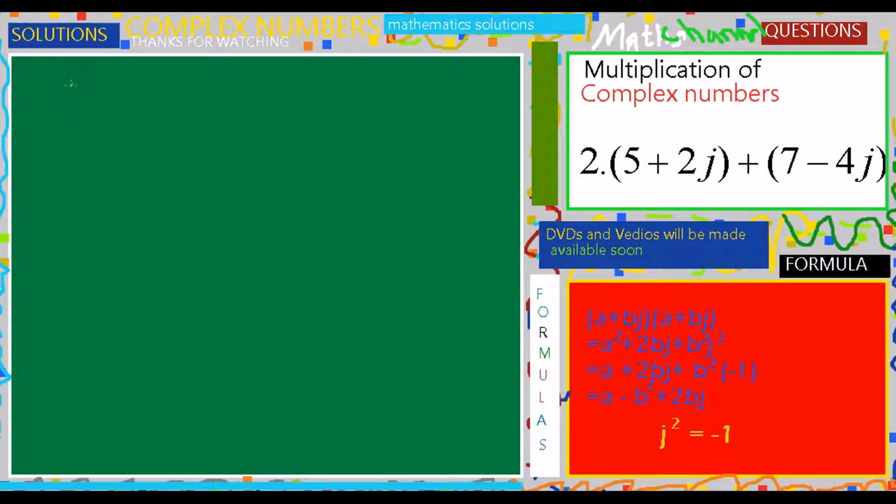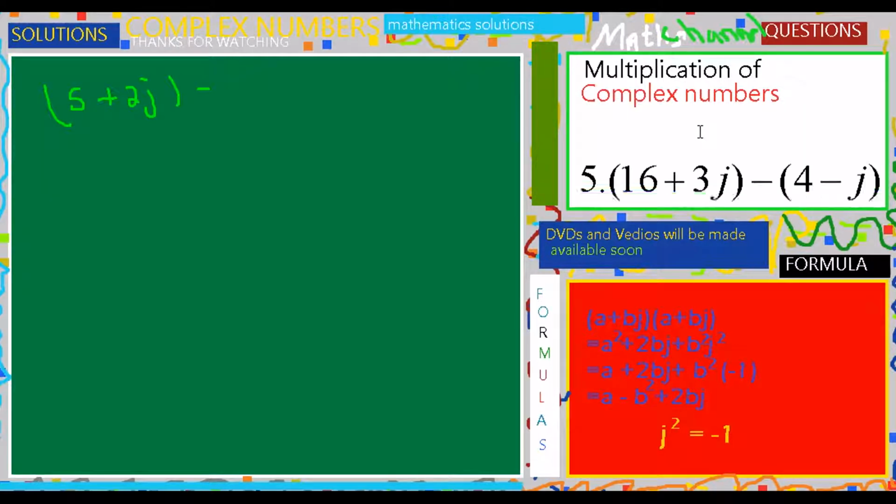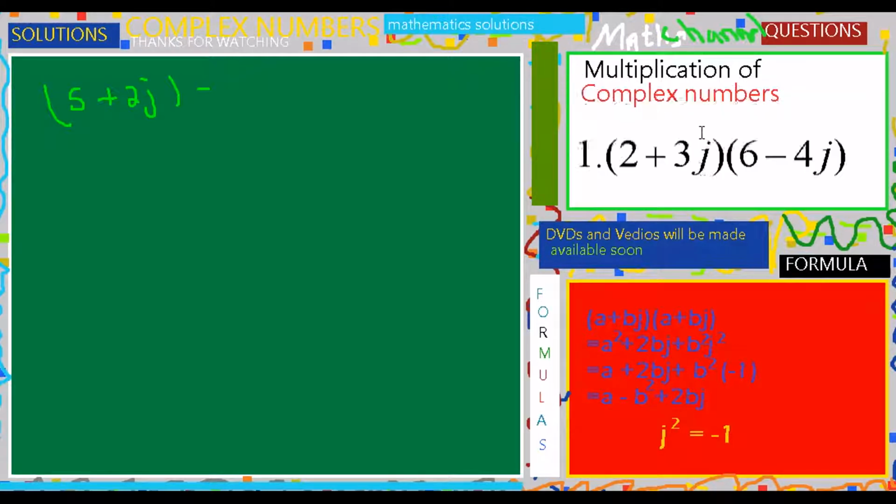We have 5 plus 2j. No, this is not the one for multiplication.